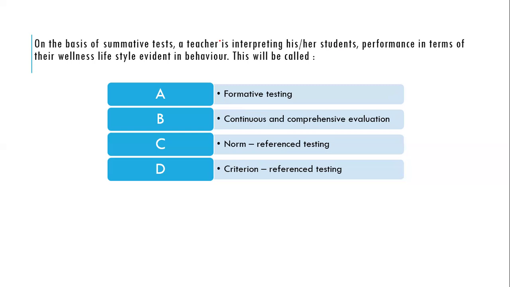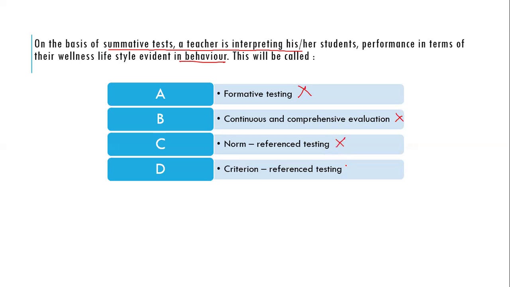Okay. Then, on the basis of a summative test, a teacher is interpreting his or her students' performance in terms of their wellness lifestyle evident in behavior. This is called, on the basis of summative test, so it should be after the end of the course. So formative testing, definitely not. Continuous and comprehensive evaluation, like internal, no. Norm referenced testing means we are checking the course against norms, like 40% of the total marks will be a pass, like that.